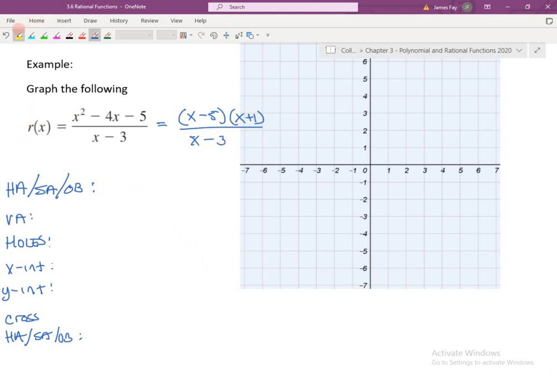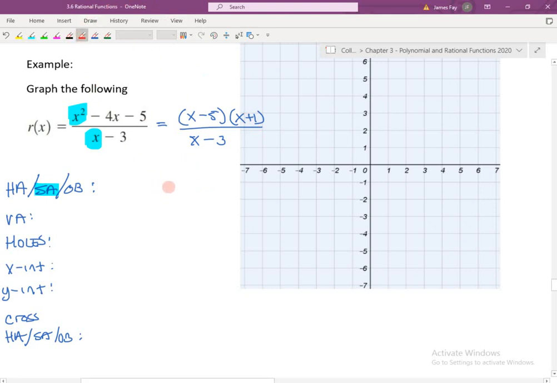So when I want to look at the horizontal, slant, or oblique asymptote, I'm comparing the leading terms. And because the numerator is one degree more than the denominator, that is the identifier that you're going to have a slant asymptote. Okay? Now, we have to determine what that slant asymptote is. So here, we're going to have to do the long division.